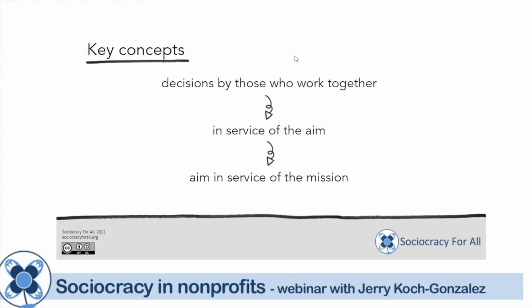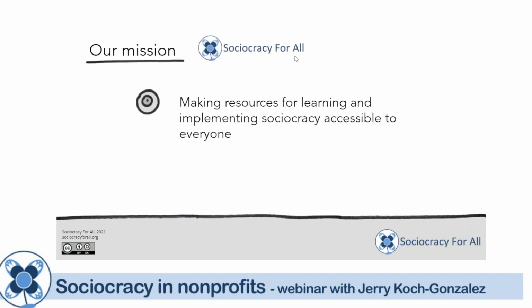And the aim is in service of a larger perspective of a mission, which might be to end homelessness or to provide decent housing, that everyone in the world should have decent housing. Sociocracy for All's mission is making resources for learning and implementing sociocracy accessible to everyone. That's part of the "for all" that we want to make. We want to reach everyone.